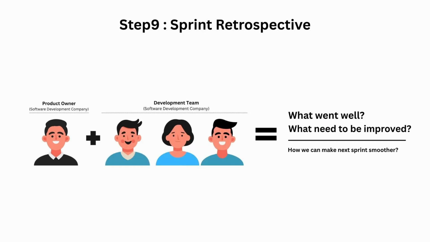After the demo, the team gathers for the Sprint Retrospective. This is a time for reflection, not on the product, but on the process. Guided by the Scrum Master, the development team openly discusses what went well, what challenges they faced, and where improvements can be made. From this conversation come action items, practical steps to make the next sprint smoother and more efficient. The retrospective ensures the team is always learning, adapting, and growing together.